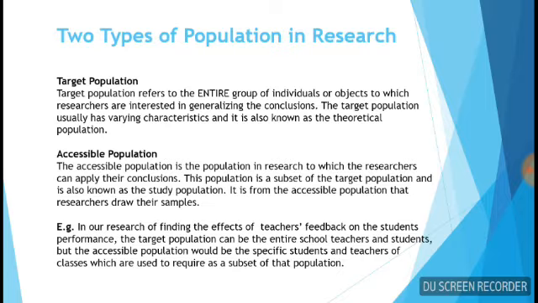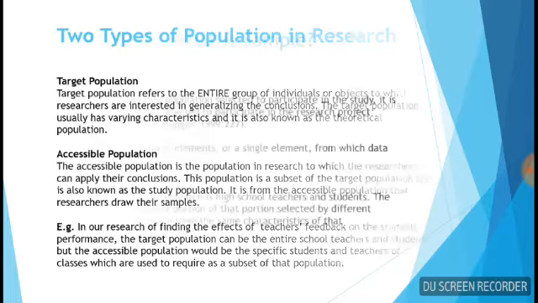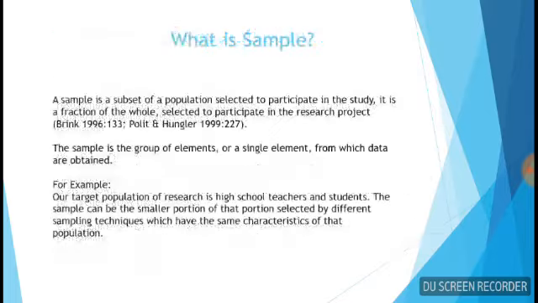For example, in our research of finding the effects of teachers' feedback on their students' performance, the target population can be the entire schools, teachers, and the students. But the accessible population can be the specific students and teachers of classes which are accessible to the researcher, as a subset of that population. After that, the whole is called population.